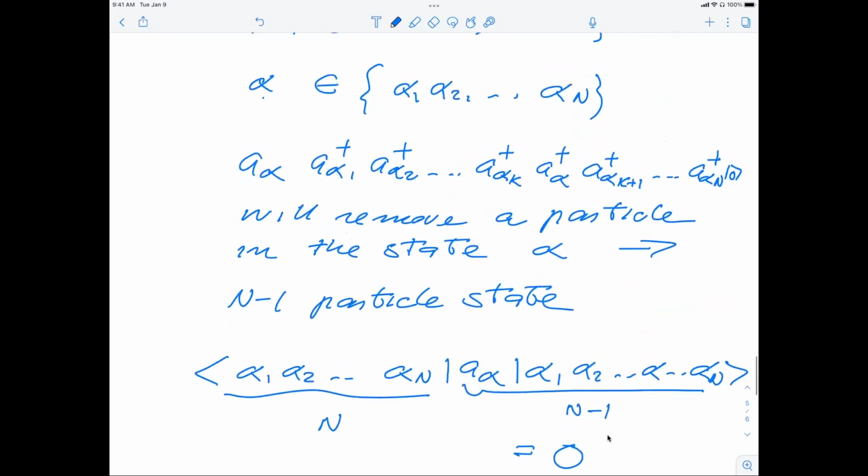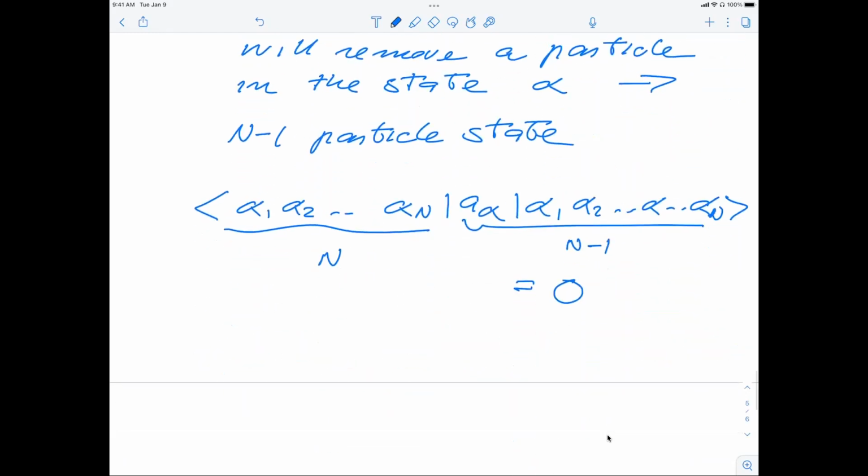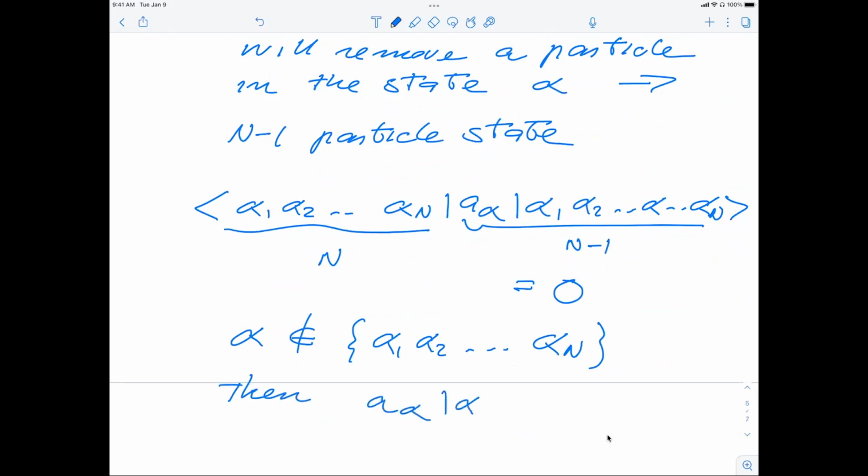Now, if this state alpha is not contained in the set alpha 1, alpha 2, up to alpha n, then clearly you're just acting on a true vacuum and you're trying to destroy a state which doesn't exist. And that would give you 0. So then we would obtain 0. Then A alpha acting on this state, alpha 1, alpha 2, etc., up to alpha n, is equal to 0.